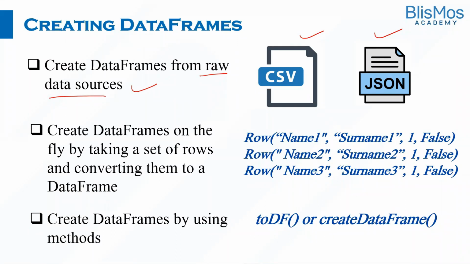One more way of creating the data frame is by creating a set of rows. For example, if you want to create a data frame on the fly, you can go ahead and create a set of rows and create a data frame. The third way is by using methods like toDF and createDataFrame, which can be used when you are trying to convert the rows into data frames. So these are the three ways you can create data frames. Now let us see them one by one.